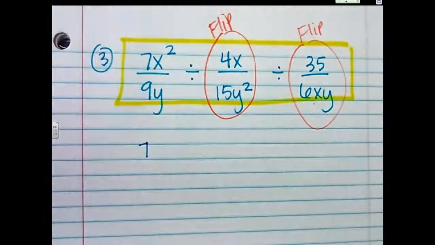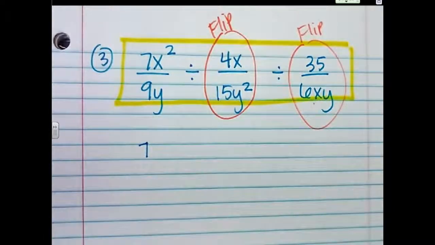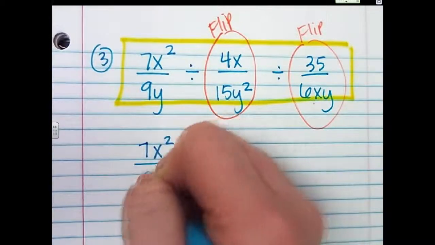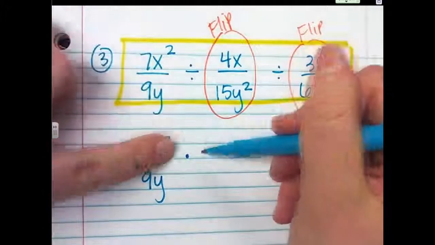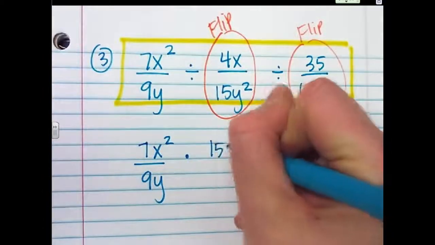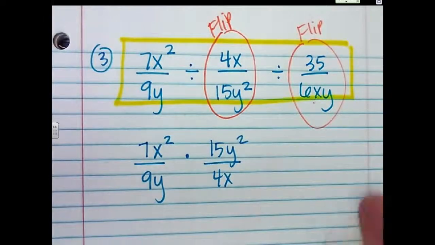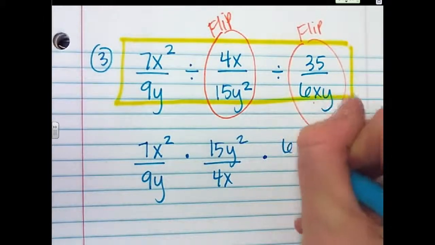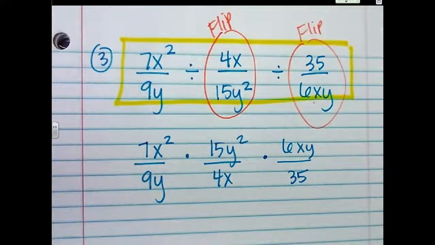Because I'm dividing now, you have to be careful. The first two are multiplying, so we can just start right away. Anytime it's after division, you flip it. So 7x squared over 9y times, now I'm going to flip it. So I change it to multiplication and I flip: 15y squared over 4x. Same thing here, times 6xy over 35. We'll just change to multiplication instead of division.